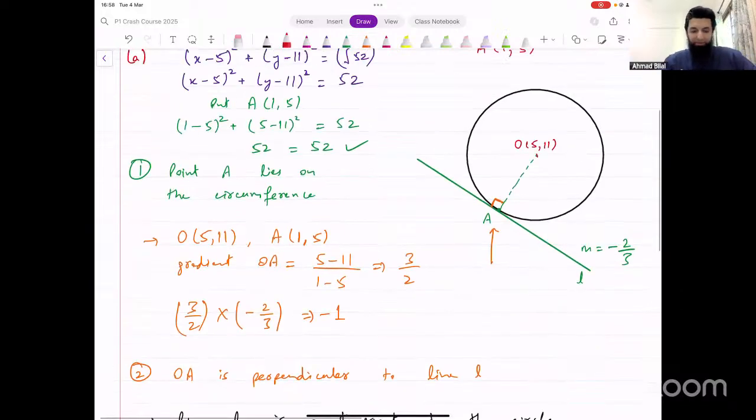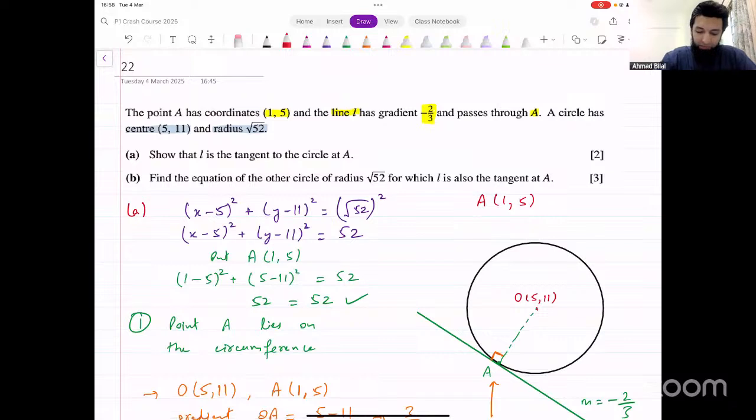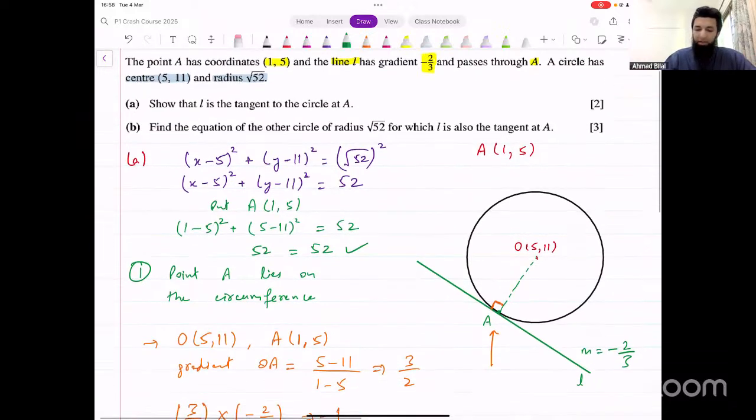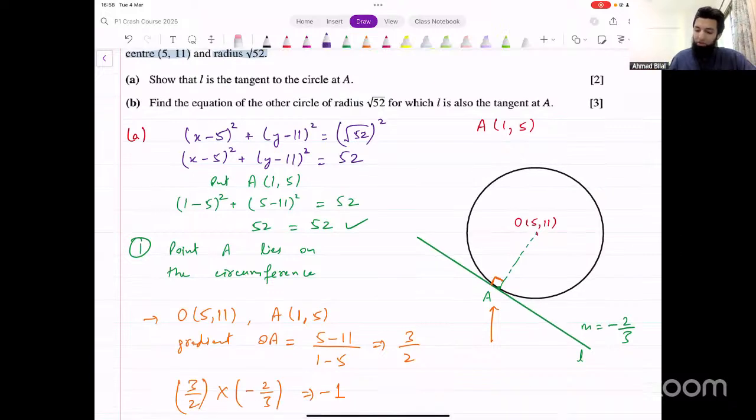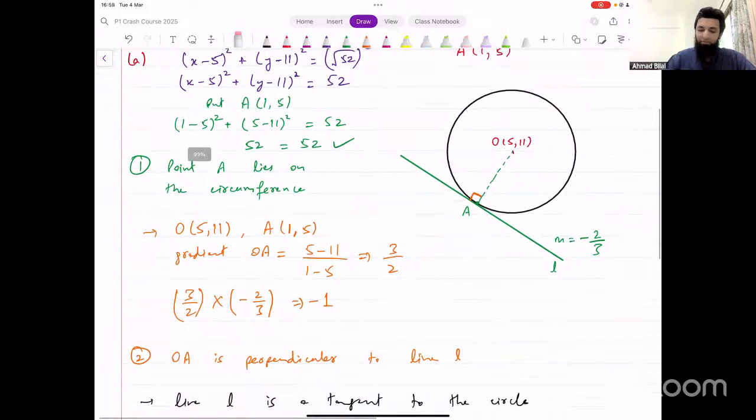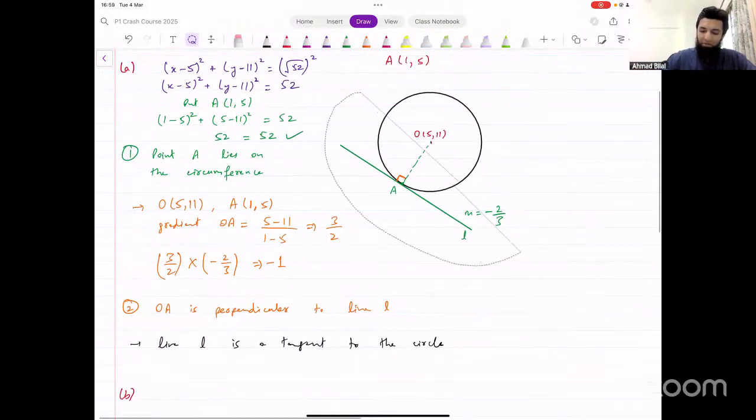Part B says, find the equation of the other circle of radius square root of 52 for which line L is also the tangent at that same point A. All right. Now we have another circle with the same radius. That means it has the same size as this first circle. And that circle also has this line L as the tangent. Now, let me just copy this diagram.